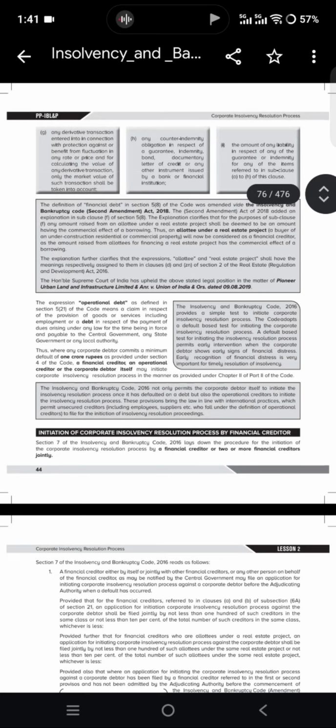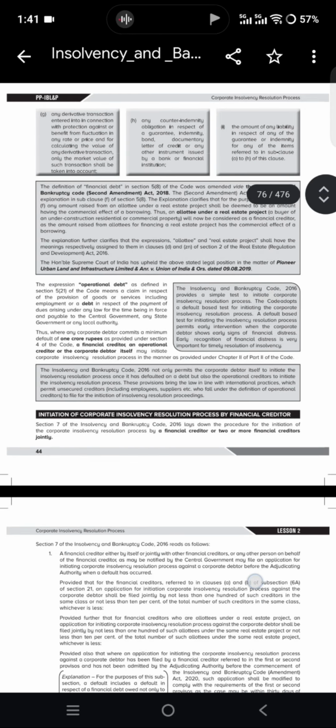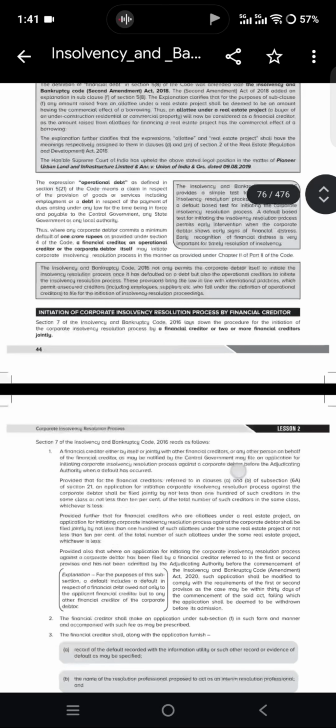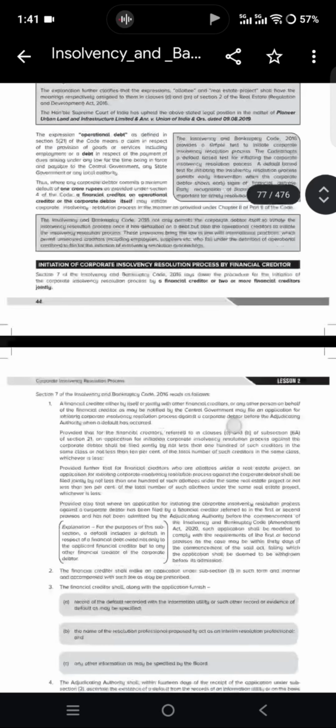Any amount raised under any other transaction, including any forward sale or purchase agreement having the commercial effect of borrowing, means the borrowing effect should be there. Any derivative transaction entered into in connection with protection against or benefit from fluctuation in any rate or price, and for calculating the value of any derivative transaction, only the market value of such transaction shall be taken into account. Next, any counter-indemnity obligation in respect of a guarantee, indemnity bond, documentary letter of credit or any other instrument issued by a bank or financial institution.